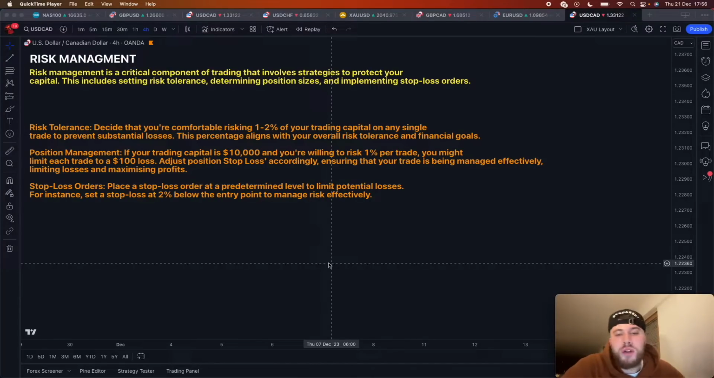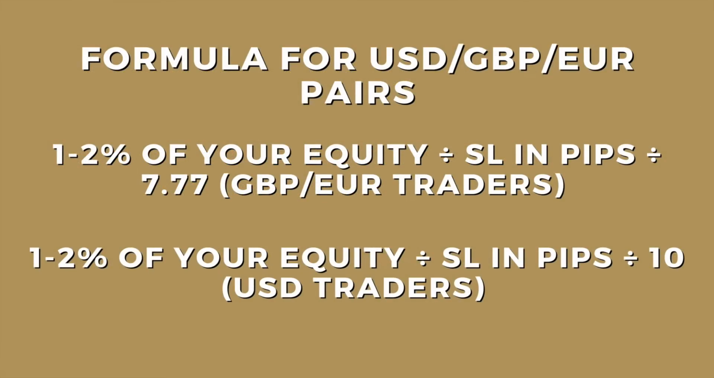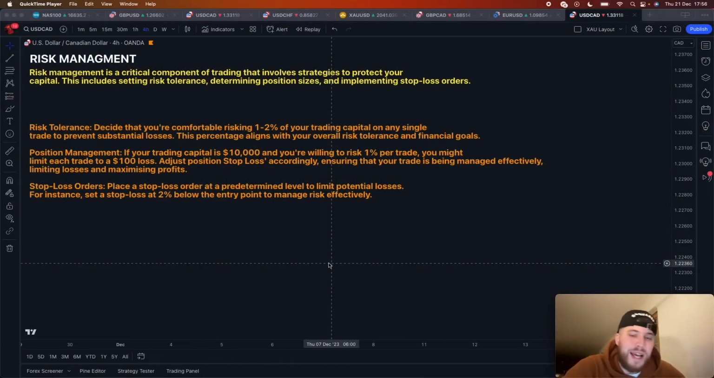Now, there are formulas online that you can use. I will put a formula on screen of what I integrate when it comes to Great British Pound and US dollar pairs. But as I say, there are actual formulas and calculators online to find your lot sizes when it comes to placing your positions.